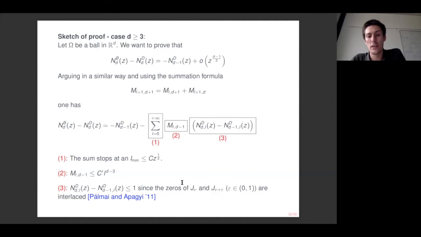And this is because the zeros of Bessel functions, which have an index which differ at most by 1, that is, these two Bessel functions, are interlaced. That is, their zeros are interlaced, and so immediately one recovers that the distance between these two counting functions is always less or equal than 1. So this is the proof for balls in dimension d greater or equal than 3.